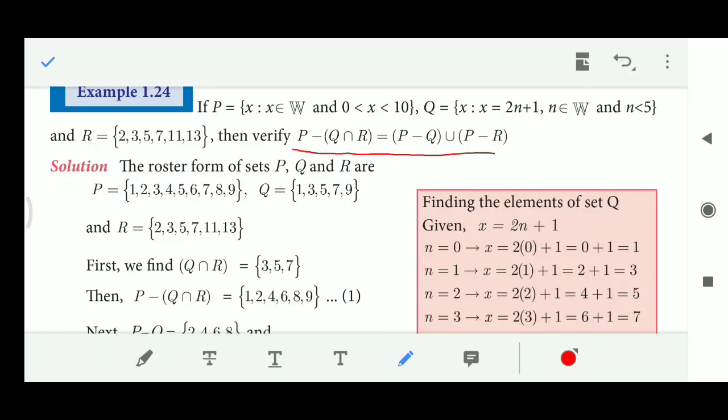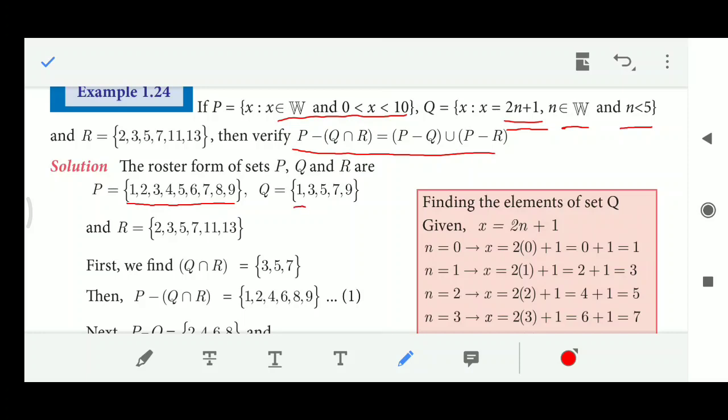Here the sets P and Q are in the set builder form, so you have to write them in the roster form. Here P is equal to {1, 2, 3, 4, 5, 6, 7, 8 and 9}. Q is equal to {1, 3, 5, 7 and 9}. You can get this by substituting the value of n as 0 in the above equation, x is equal to 2n plus 1.